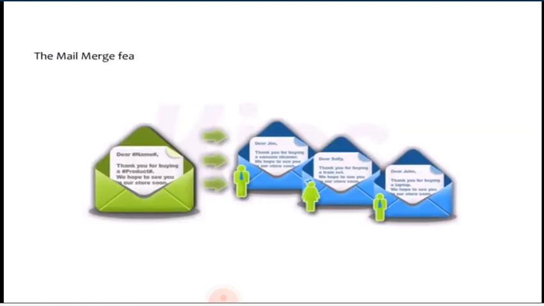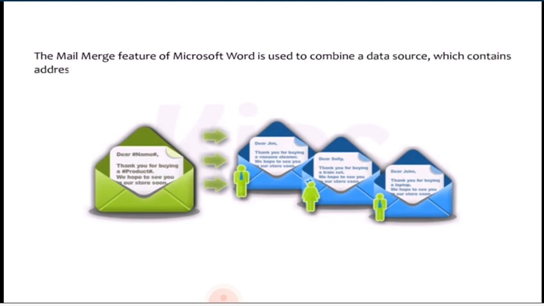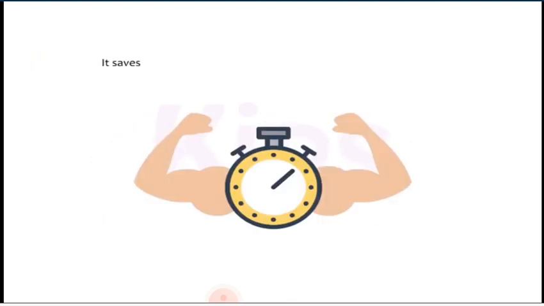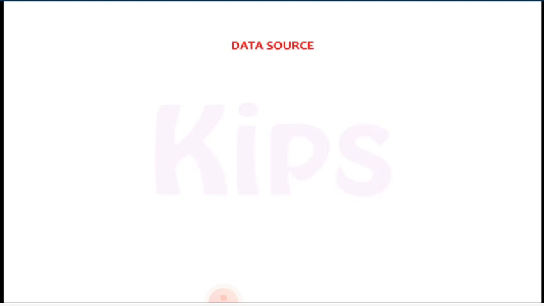The mail merge feature of Microsoft Word is used to combine a data source which contains the addresses of all the recipients with the main document. It saves our time and energy to send letters at multiple addresses. Let us start with the data source.